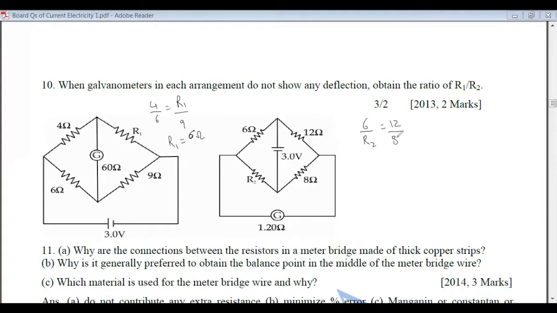On simplifying it, you get R2 is equal to 4 ohm. Now in the question it is asked to find the ratio of R1 to R2. That is 6 upon 4, which is equal to 3 upon 2.